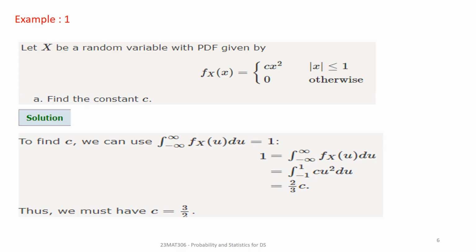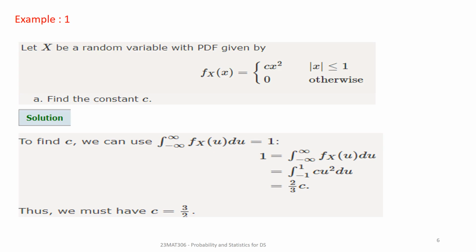So 1 is equal to the integral from minus 1 to 1 of c u square du, and when we integrate and find the value of c, we get the value of c is equal to 3 by 2. The most important idea is that the continuous variables have infinite values in a range. For example, between 1 and 2 there are infinitely many numbers, right? So in this example we are given a function and we need to check the value of the constant c, right?